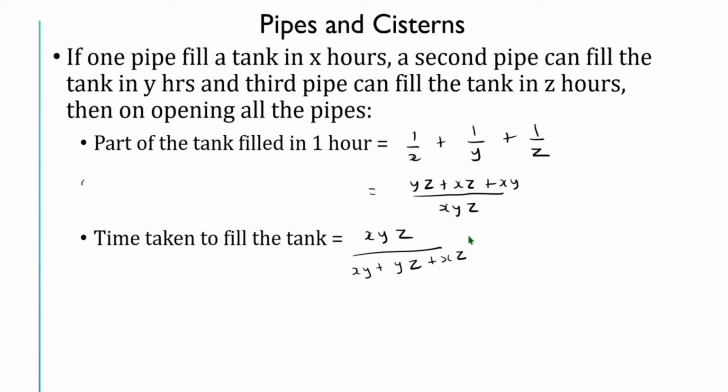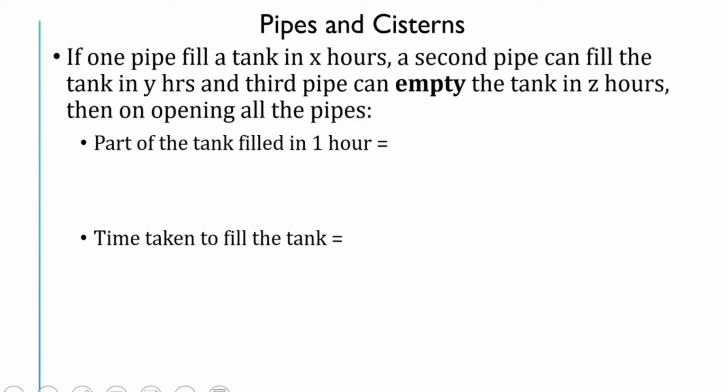So, in this video, we will solve some of the problems on pipes and cisterns which involve three pipes. Next one, if one pipe fills a tank in X hours, a second pipe can fill the tank in Y hours, and a third pipe can empty the tank in Z hours, then on opening all the pipes, the part of the tank which is filled in 1 hour will be equal to 1 by X plus 1 by Y minus 1 by Z.